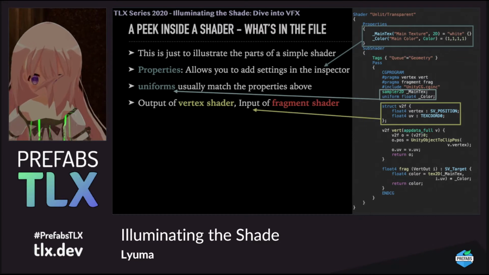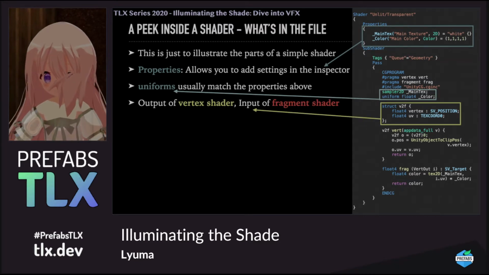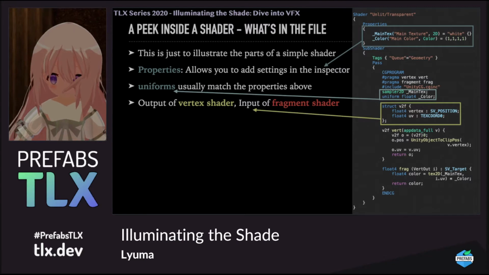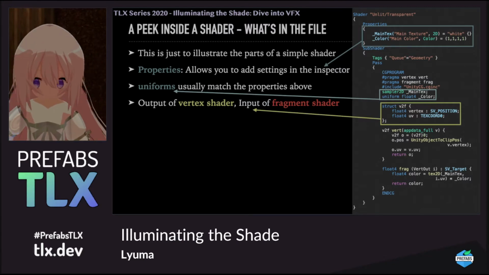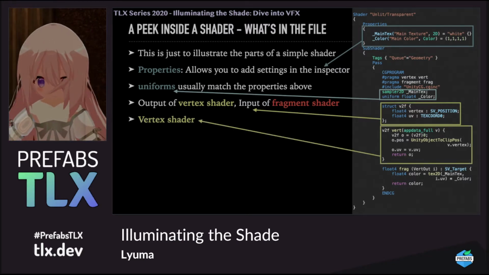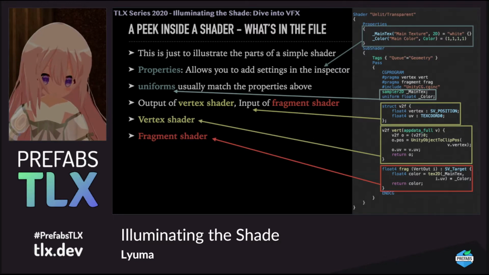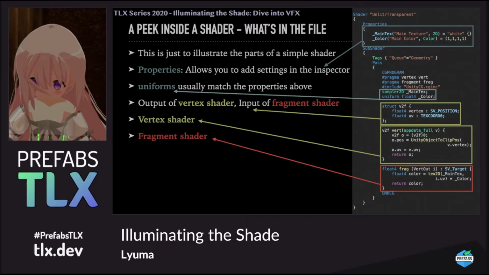Now you have your V2F struct. I'll cover that a little bit more later, but basically this is the output of the vertex shader and the input of the fragment shader. And I'll cover what those mean in just a second.